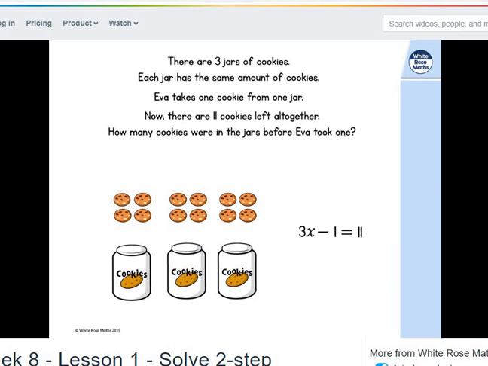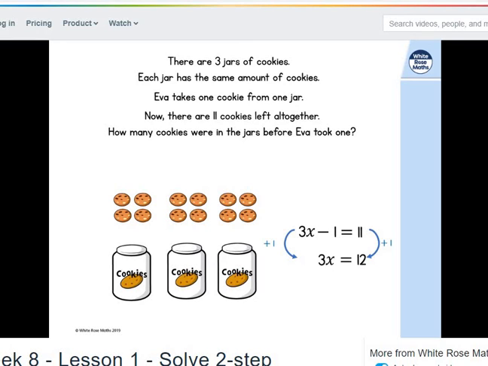Now then, one thing I could do is, if I can visualise adding that cookie back on, I can see that now the 3 jars have got the same amount in. So in essence what I've done there is added that cookie back on. And I can see that 3x in this case will be equal to 12, or the amount of cookies in 3 jars is 12.